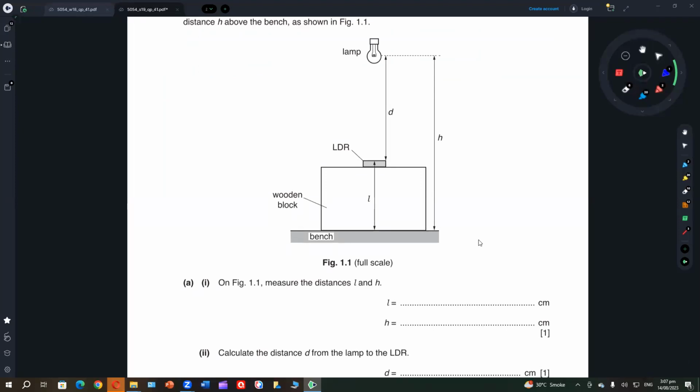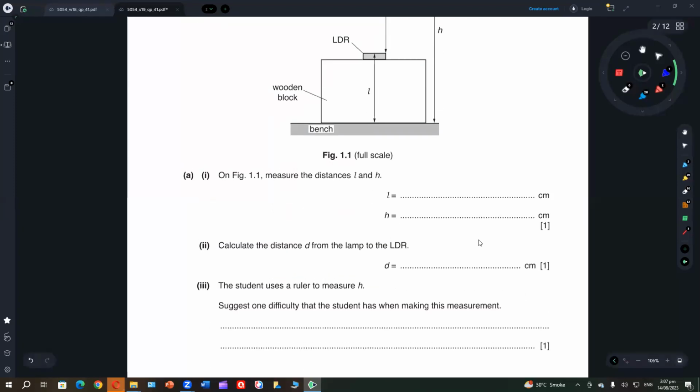There is a wooden block and a bench. Measure the distance L and H. So you have to use a meter rule. Yes, I have measured the length. These answers can always vary a bit because of the print size.